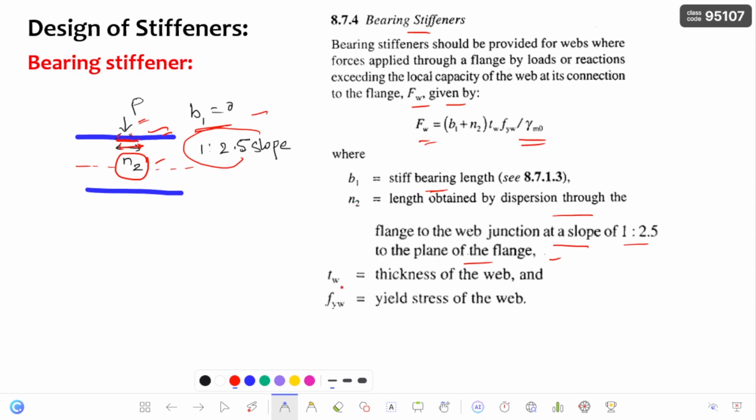And also, thickness of web is nothing but thickness TW, and FIW is nothing but the yield stress of the web. These are some of the codal provisions regarding the design of stiffeners.